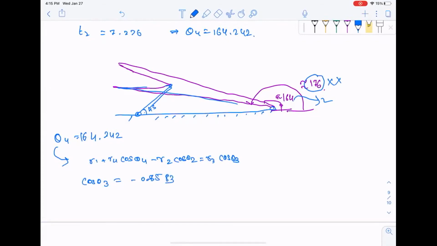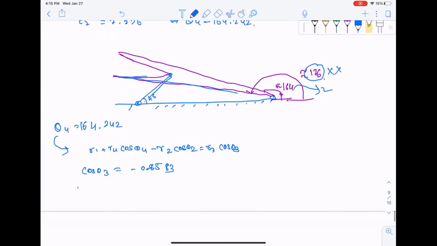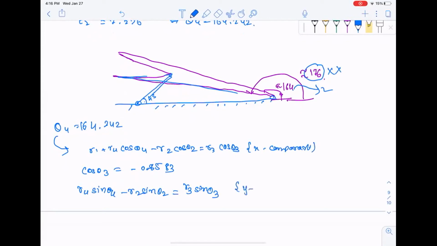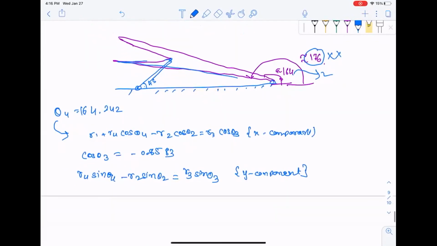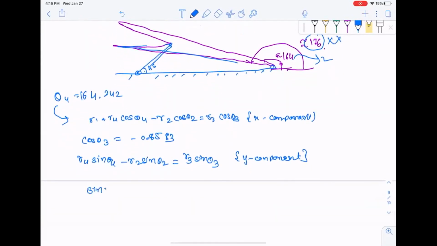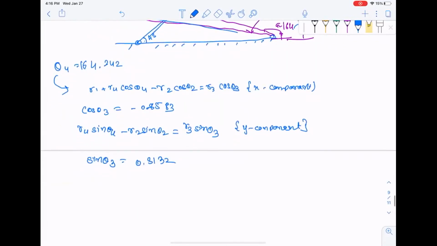0.8583, and I have the second equation, that is R4 sin theta 4 minus R2 sin theta 2 is equal to R3 sin theta 3. Remember, this equation came from the x component of the vector loop, and this came from the y component of the vector loop. If I solve this equation, I'll get sin theta 3 as 0.5132.